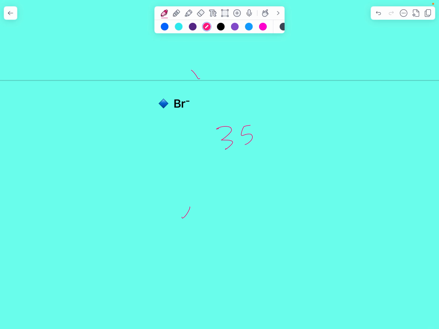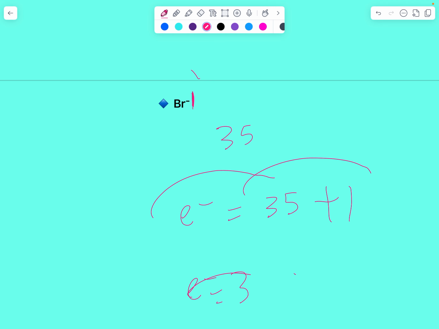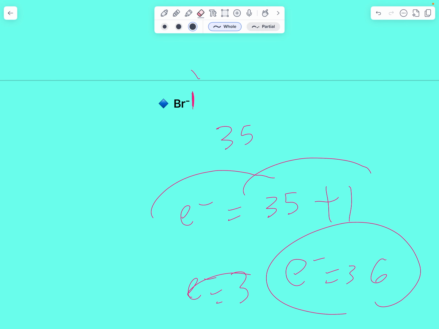Okay, bromine, what's the atomic number? 35. So how do I get the electrons? 35. There's an invisible 1 right there. Is it -1 or +1? +1. So electrons equals... I'm doing rapid fire. 36. Notice the pattern. Same steps every time, different numbers. If you slow down and follow the rules in order, these questions become some of the easiest points on the exam. Remember, protons never change, neutrons depend on mass, electrons respond to charge.